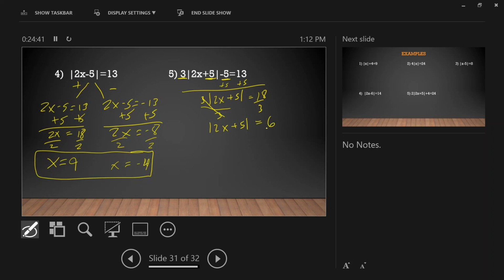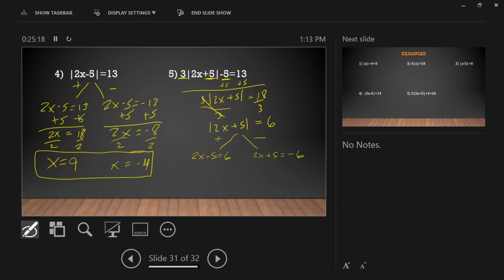6, correct. All right, now can I split this puppy? Yes, I can. I have the absolute value on a side by itself, so let's split it. Positive case, negative case. Plus, minus. Plus side, you write it exactly the same with no bars. Negative side, 2x plus 5 equals, write the left side the same, make the right side negative. Looks like that. Okay?